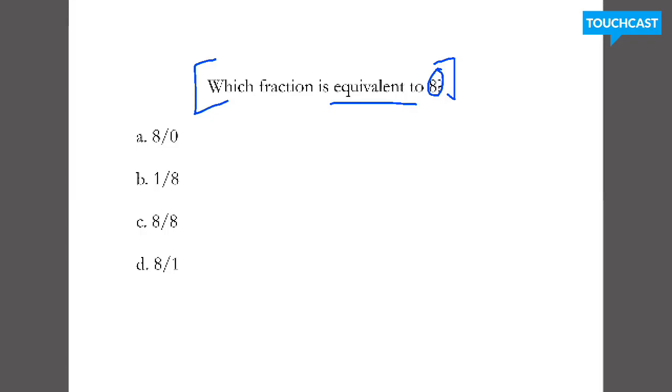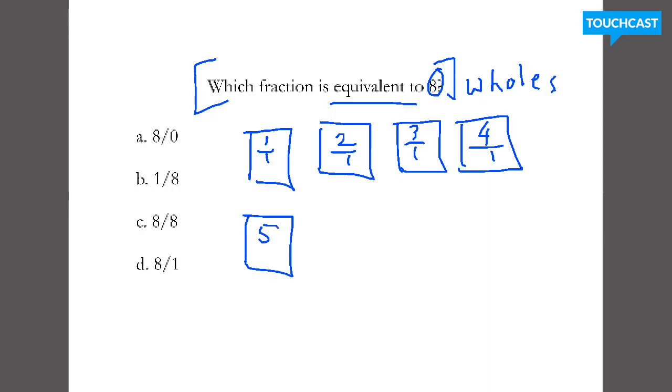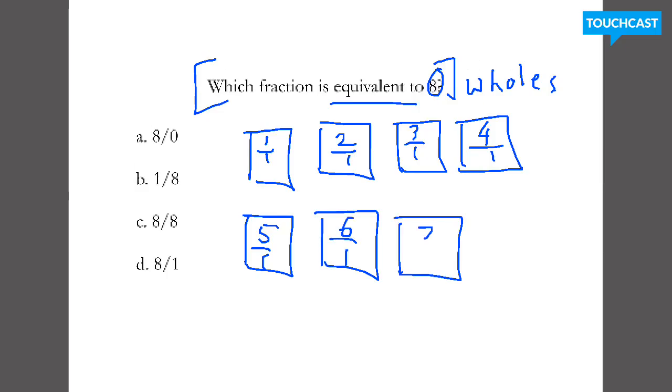8 is the same thing as 8 wholes. So one way we can look at it is 1 whole, that's 1 over 1. 2 wholes, 2 over 1. 3 wholes, 3 over 1. You see where I'm going. 4 wholes, 4 over 1. 5 wholes, 5 over 1. 6 wholes, 6 over 1. 7, 7 over 1. 8, 8 over 1. It's that tricky little rule that we had. That's just putting it over 1.